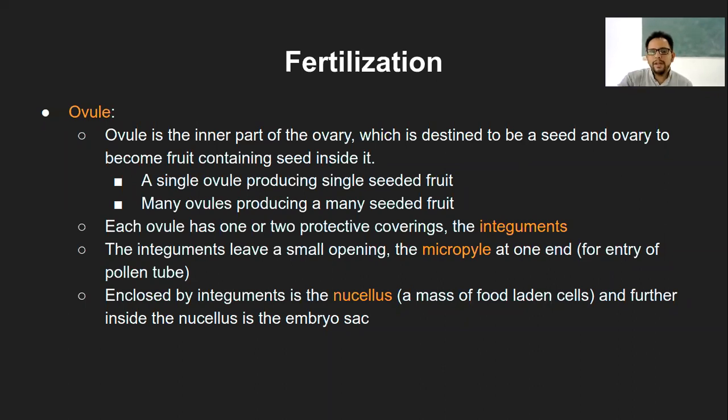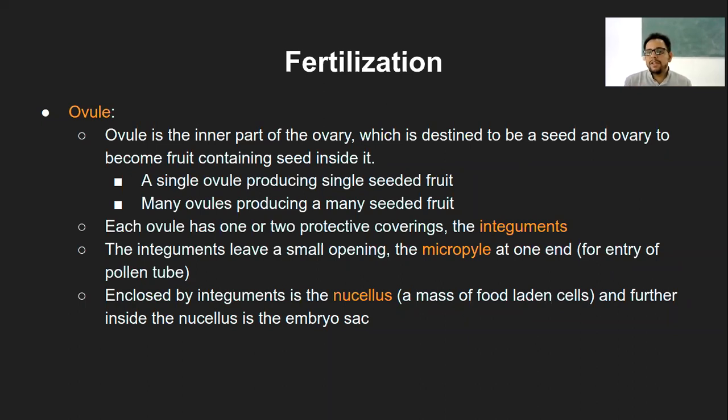So ovule is the inner part of the ovary. Again, one of the major misconceptions with most of the students is how the things are separate in the plants. Like what is ovary, what is ovule, what is placenta, what is gynoecium, what is pistil, what is carpel, or what is female gamete. All of these terminologies can lead to confusion. So you make it very clear in your head, all these things.